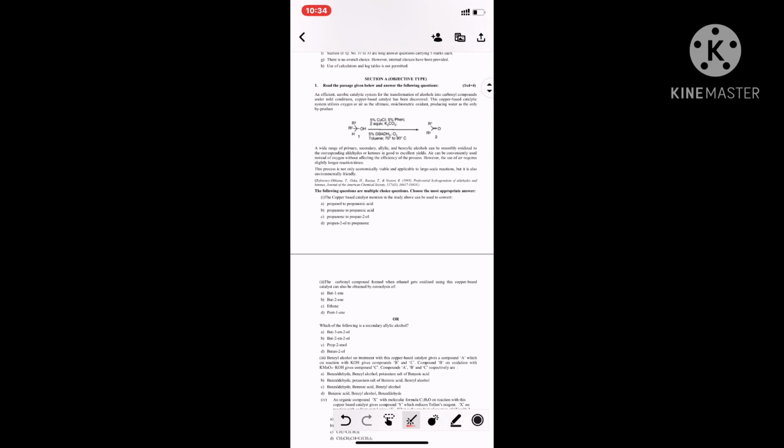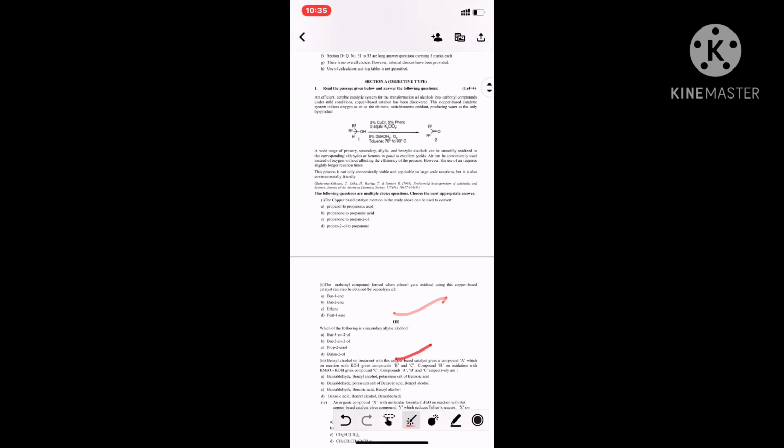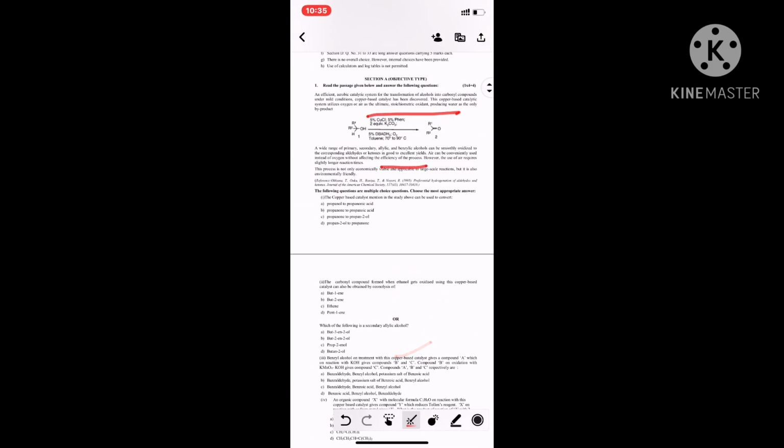Now if I talk about the paragraph, each paragraph is given, but this paragraph is hardly going to help you in solving these questions. You should have prior knowledge. It's not like the passage which you get in your English or Hindi class, where you have to find the answers from the paragraph. You will hardly find one or two answers from the paragraph. You should have prior knowledge of the concept. So this paragraph here was from your alcohol, phenol and ethers.